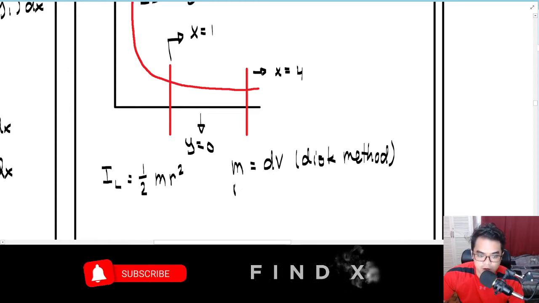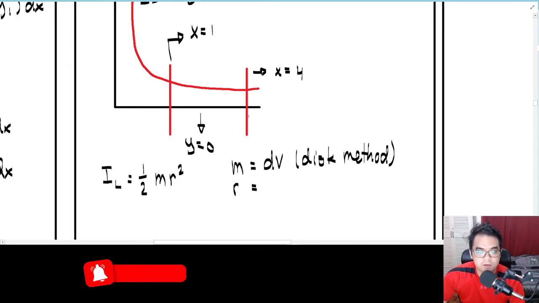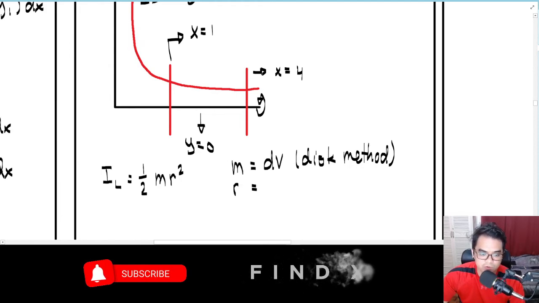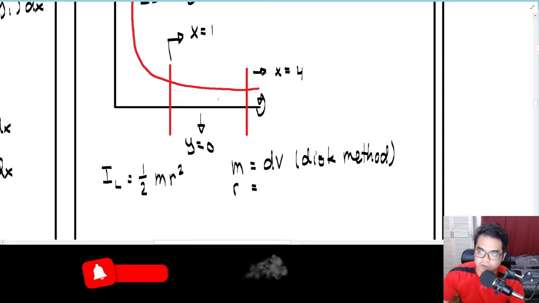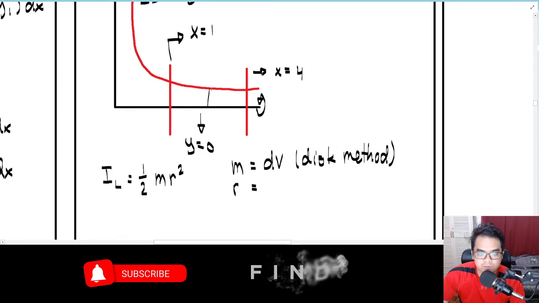And then your r here will be, so you can see the axis of revolution here will be at the x-axis. Remember that if you're using this method or this formula, the strip that you will be getting must be perpendicular to the axis of revolution. So this must be vertical. Okay.